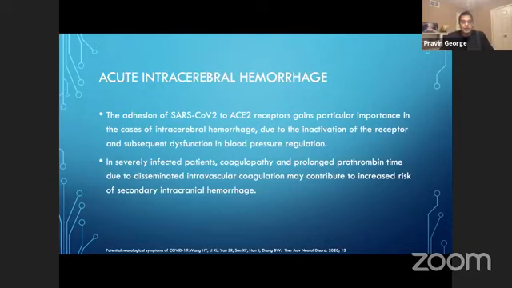In severely infected patients, coagulopathy and prolonged prothrombin time can also lead to disseminated intravascular coagulation. This also can cause secondary intracranial hemorrhage. There was a retrospective study, probably one of the largest that was done.